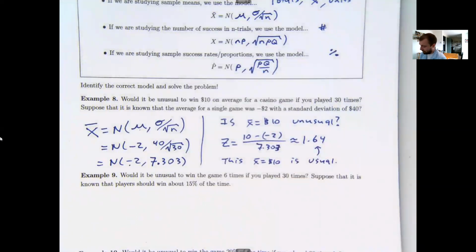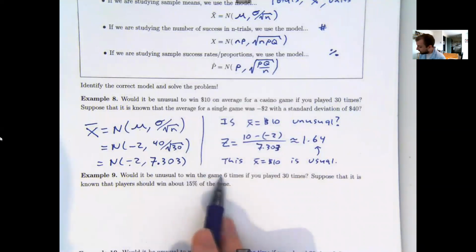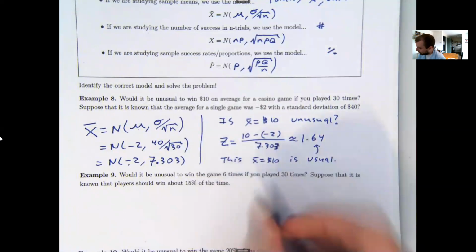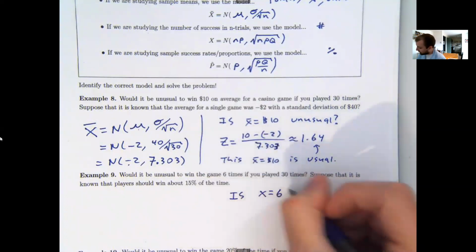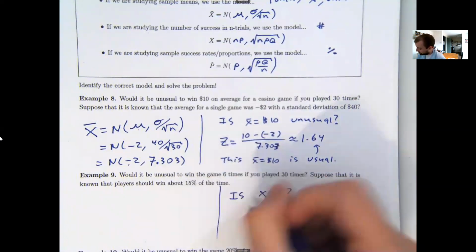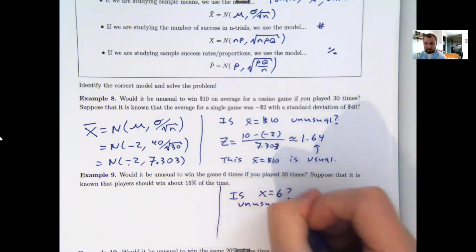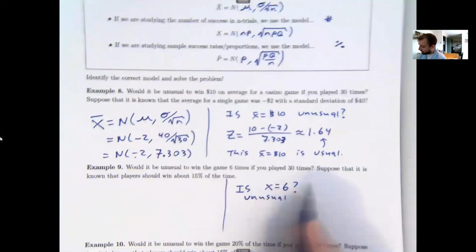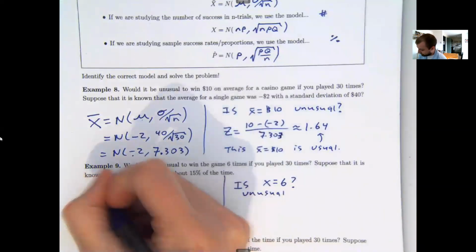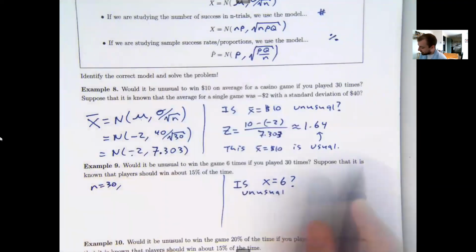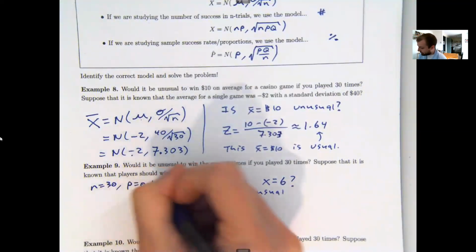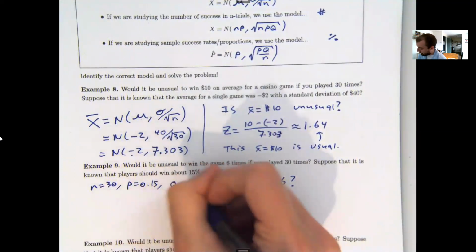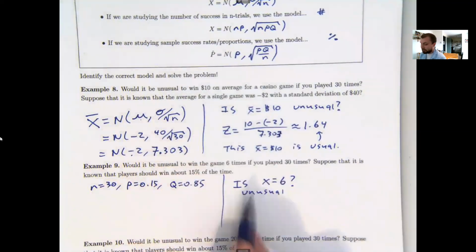Let's do another one. Would it be unusual to win a game 6 times if you played 30 times? This feels like it's based off of counts. So I'm wondering, is it unusual if x is equal to 6? And let's take everything we know. We're playing the game 30 times. And we're told that the success rate should be 15% of the time, which means they should lose 85% of the time. Is x equals 6 unusual?